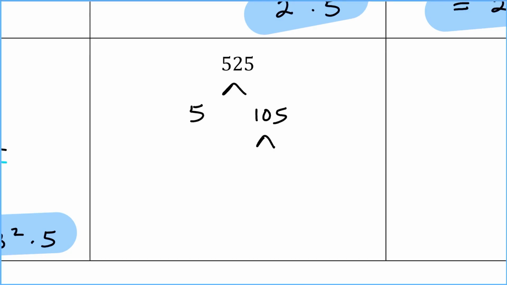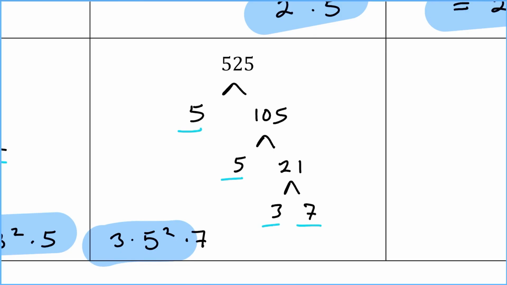Okay, well, 105 ends in 5, so that's also going to be divisible by 5. And I believe that's 21. Let's check. Divided by 5, and yes, that gives us 21. All right, good. 21, what is 21 divisible by, right? That's divisible by 3 and 7. There we go. So we have two 5s, a 3, and a 7. So the prime factorization here is 3 times 5 squared times 7. That's the prime factorization of 525.